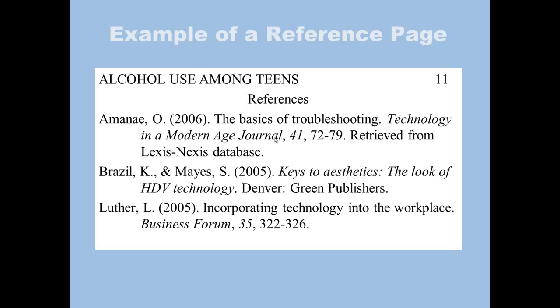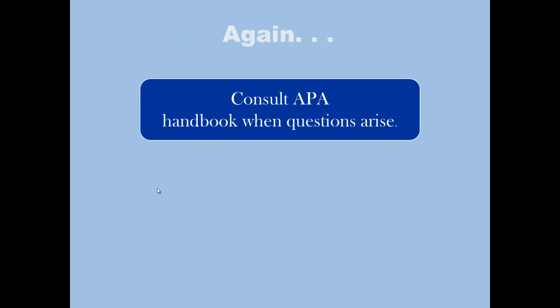Here's just some examples of a reference page. You notice the hanging indent, you notice they're in alphabetical order, right? Single-spaced, they should be double-spaced in between. They're single-spaced here, but you want to make sure you double-space them. Only the information that's necessary to identify it. Again, consult the APA handbook when questions arise. You should purchase this if you don't have it.